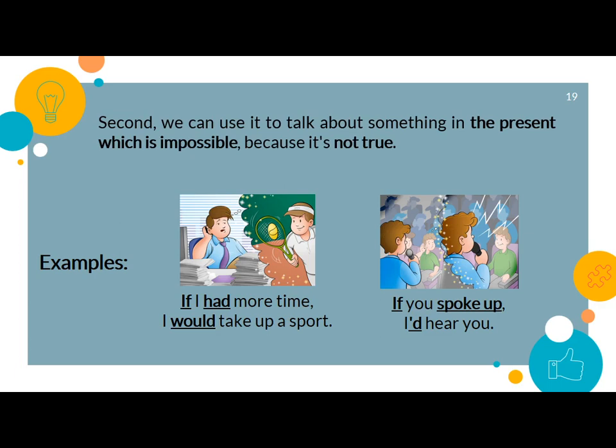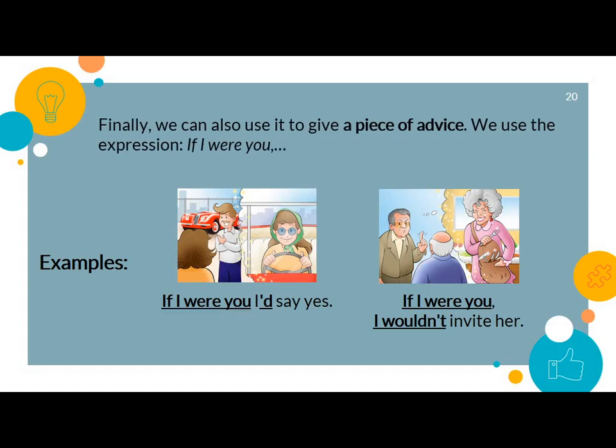Okay, in the last form, we're going to have the following. Finally, we can also use it to give a piece of advice. We use the expression "if I were you." If I were you, I'd say yes. There's a comma missing right here. I guess I ate it. I just made a mistake right there. And in the case of the second one, if I were you, I wouldn't invite her. If I were you. So you're just giving pieces of advice.